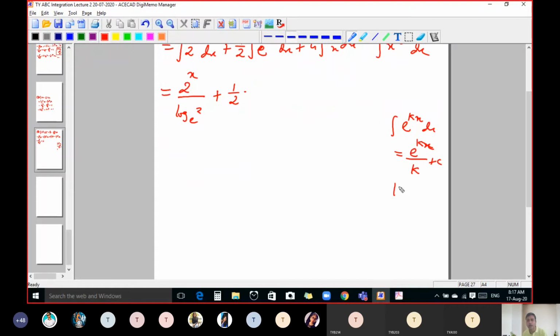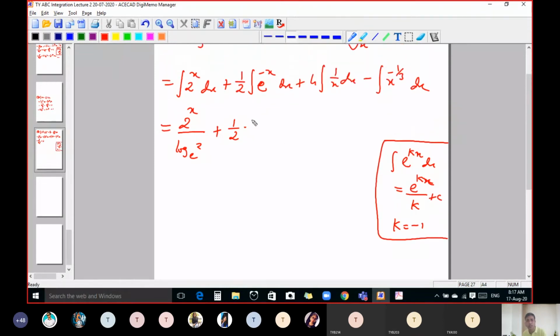So if we put k equal to minus 1, we get e raised to minus 1 into x, which means e raised to minus x. So the answer for this is e raised to minus x upon, here k is minus 1, plus 4. This is 1 upon x, which means x raised to minus 1. So the answer for that is log x base e minus x raised to, if we add 1 we get 2 by 3, upon 2 by 3, plus c.